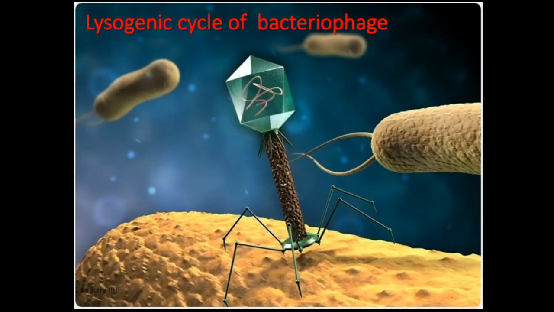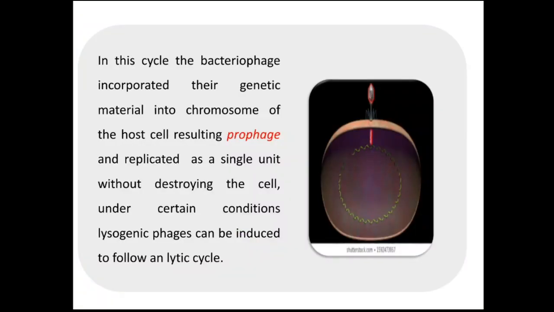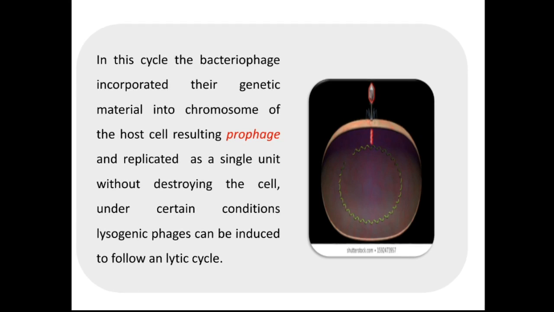Hi everyone, my name is Dhilal Fawaz. I am a third year medical student. I will talk about the lysogenic cycle of bacteriophage. In this cycle, the bacteriophage incorporates its genetic material into the chromosome of the host cell, resulting in a prophage, and is replicated as a single unit without destroying the cell. Under certain conditions, lysogenic phages can be induced to follow a lytic cycle.